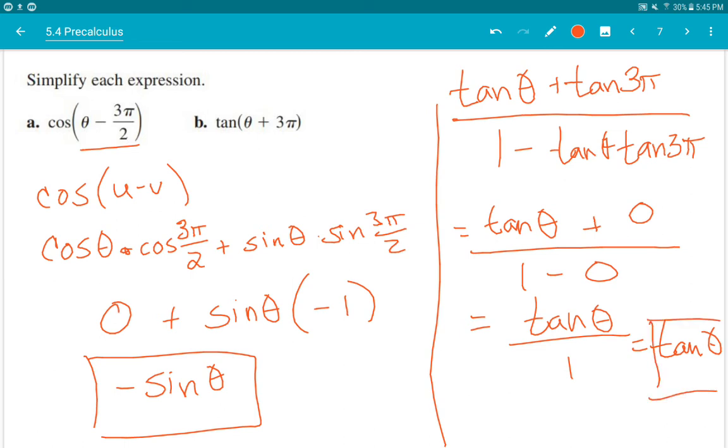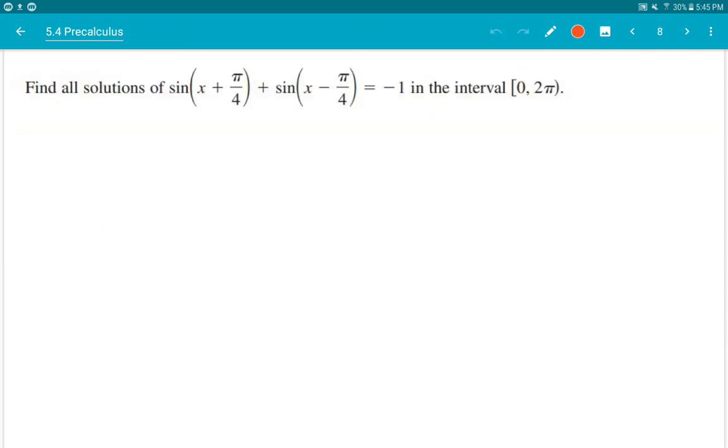All right, so there's your final answer. So it's just using the identities, or the formulas that we were given, to help simplify expressions. Okay, not too bad once you have the formulas in front of you.